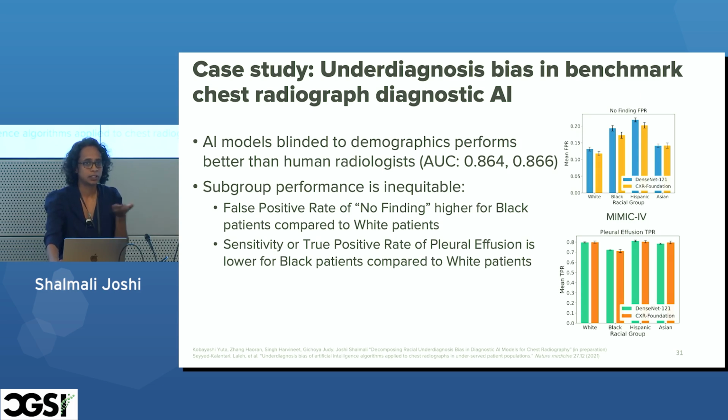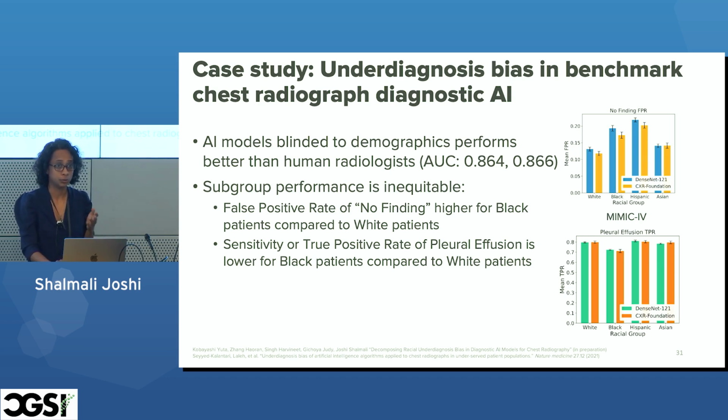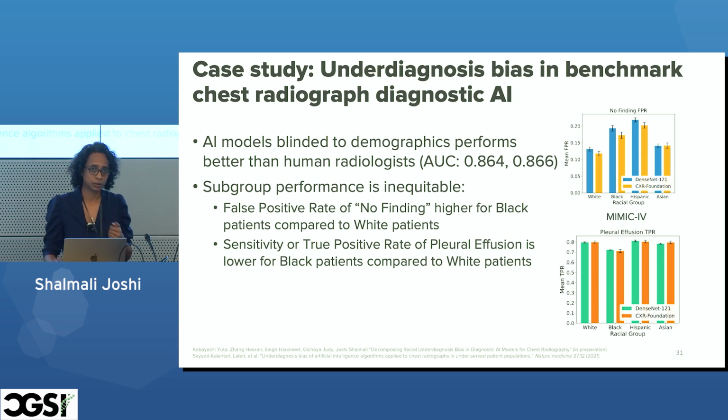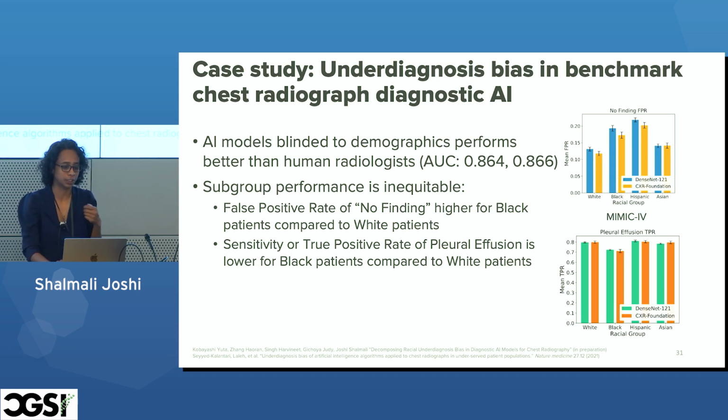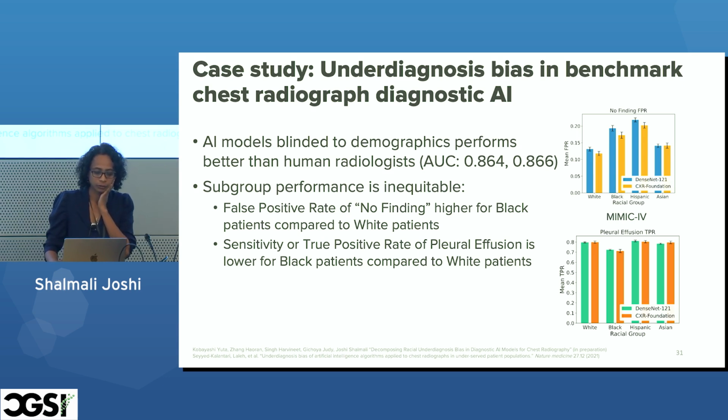What happens is, this is well reported and we can reproduce it very easily, that for the no finding as well as for pleural effusion, there is bias. And the particular bias is that of underdiagnosis. So black patients more often are told they don't have a condition when they do. And the models don't detect pleural effusion when black patients do have it. So the false positive rates are higher for the no finding, and the recall is lower for pleural effusion.